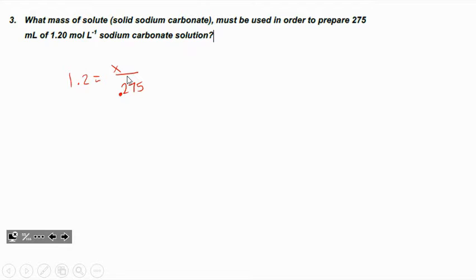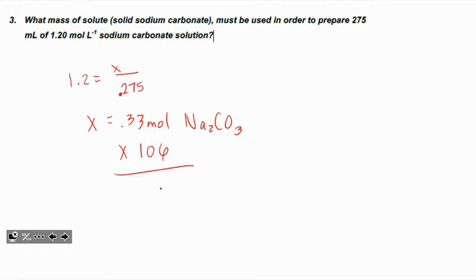So 1.2 times 0.275, that's going to give me X equals 0.33 moles of sodium carbonate. And then I need to turn that into grams. So I'm going to multiply by the molar mass of sodium carbonate, which ends up being 106. So when I do that, that's 35.0 grams of sodium carbonate.